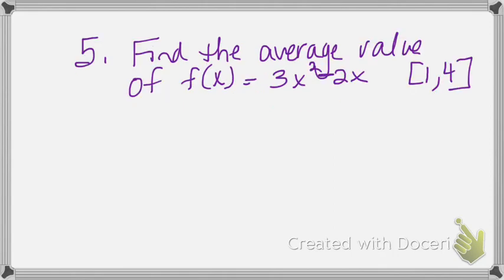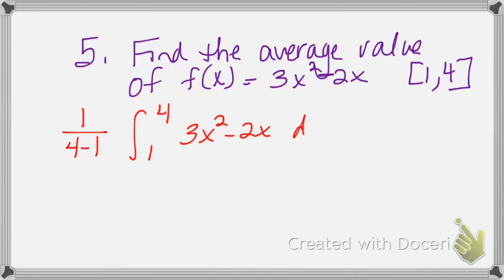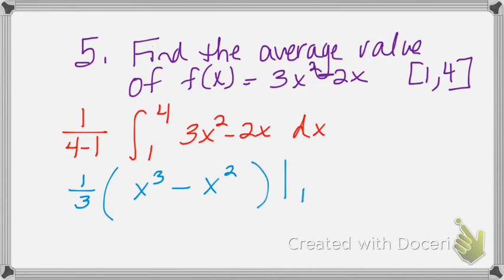Alright, so let's say that we want to find the average value of f of x equals 3x squared minus 2x from 1 to 4. So we're going to do 1 over b minus a, 4 minus 1, and the integral from 1 to 4, and then of 3x squared minus 2x. So we're going to find the antiderivative here. I know this is a third, and we'll worry about that at the end. But the antiderivative of 3x squared, I'm going to add 1 to that, so that'll be x to the third. Divide by the 3, so the 3's go away. Add 1 to 2x, so that would be x squared. Divide by the 2's. And then evaluate it from 1 to 4.